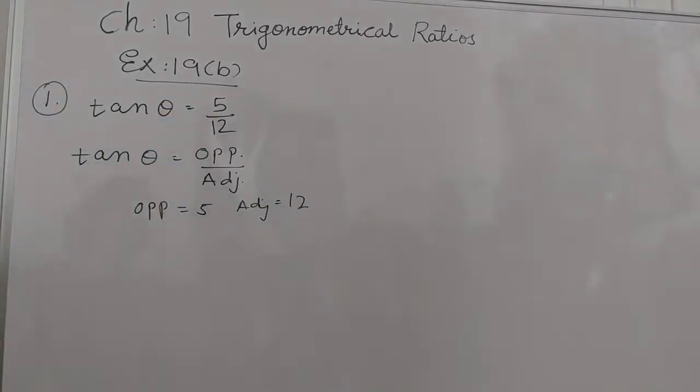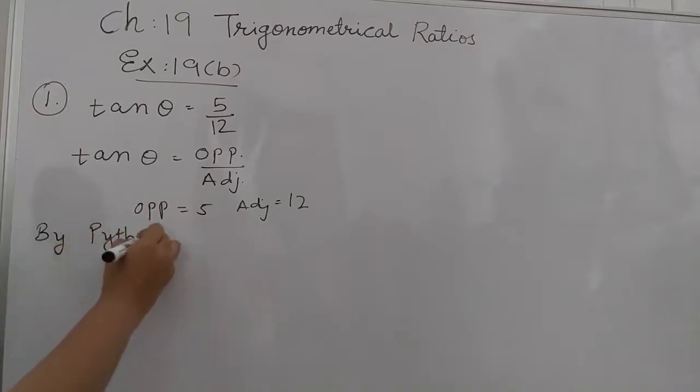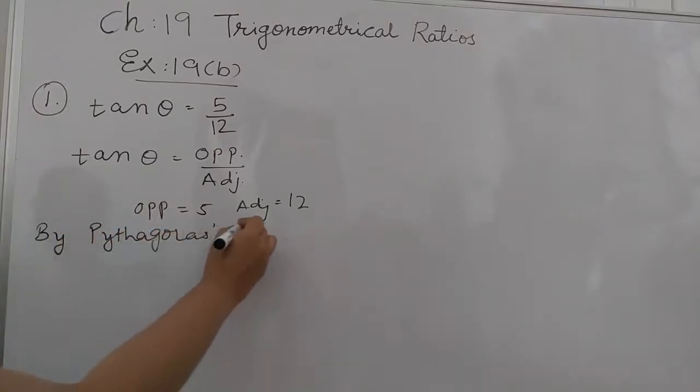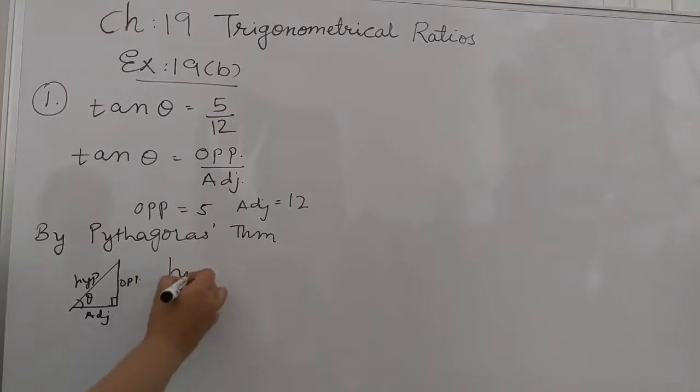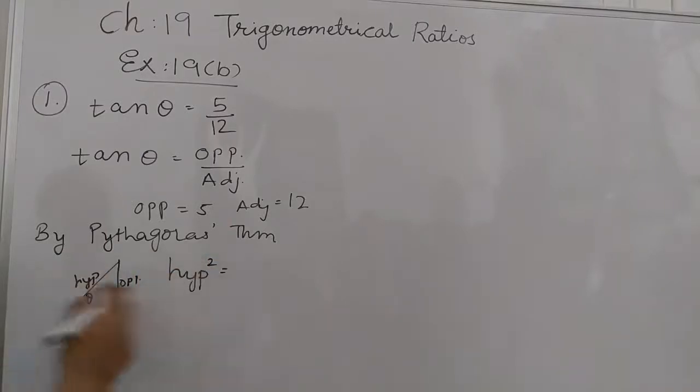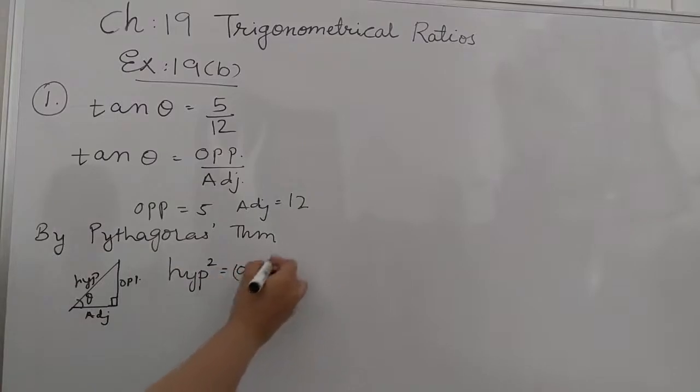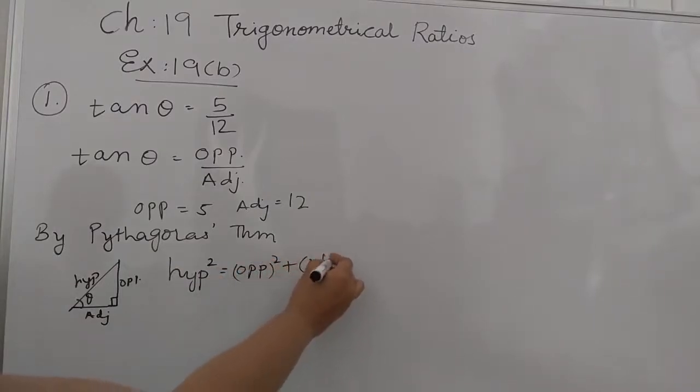Now, in the sine and cos ratios we need the hypotenuse also. So by using Pythagoras theorem, see, in a right angle triangle, if this is theta, then this is the opposite side, this is the adjacent side, and this is the hypotenuse. Using Pythagoras theorem, hypotenuse square is equal to opposite side square plus adjacent side square. This way you will use our Pythagoras theorem.